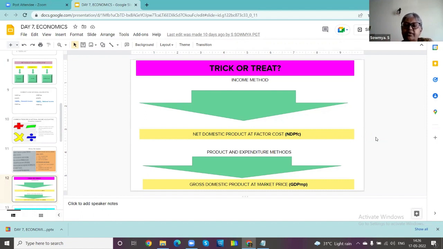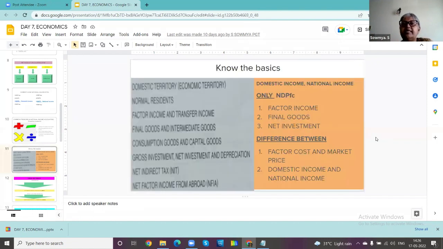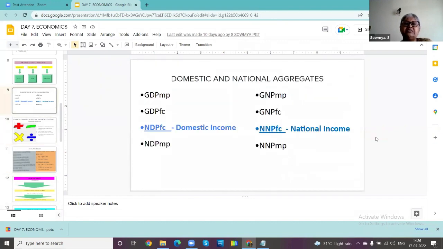If we tell them this, then they'll never go wrong when they do their sums. So 4 domestic aggregates are there, 4 national aggregates are there, gross and then the net concepts. So out of this, if they ask you, why ma'am, there are 4 domestic aggregates, why is NDPFC alone called domestic income? Or we have 4 national aggregates, why is it that the NNPFC is only called national income? What would we tell them?